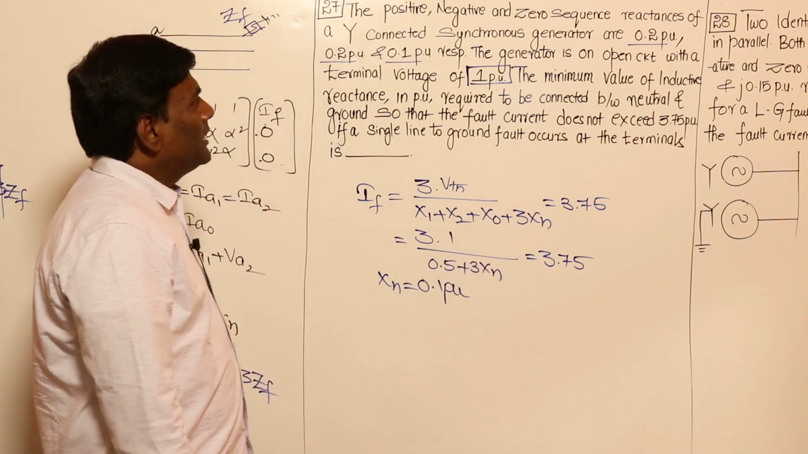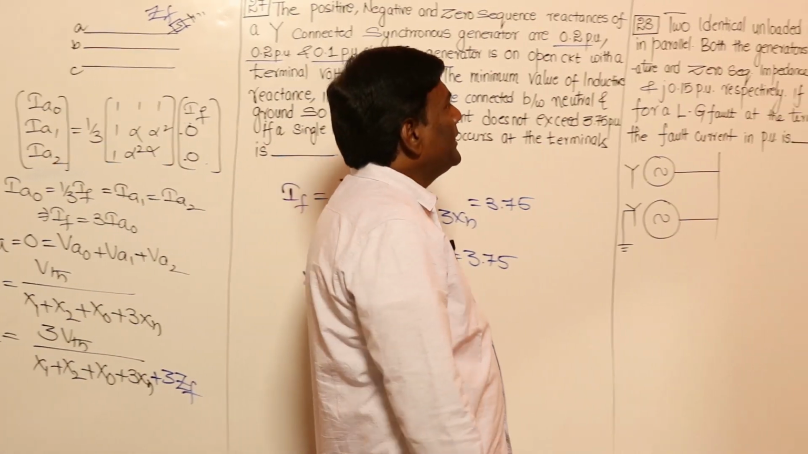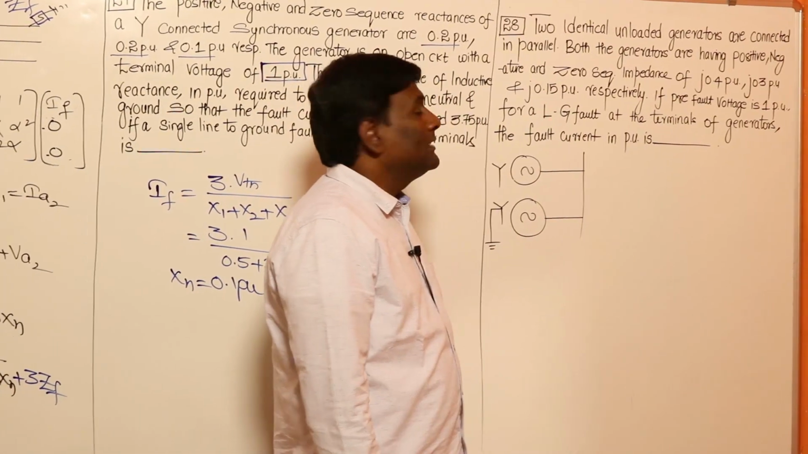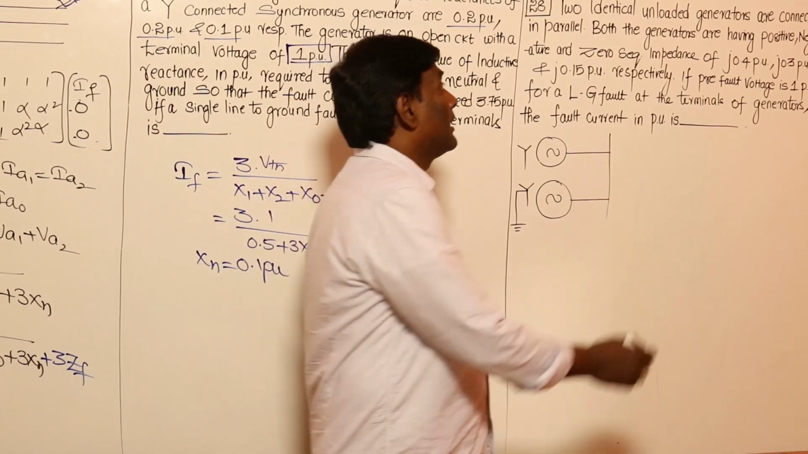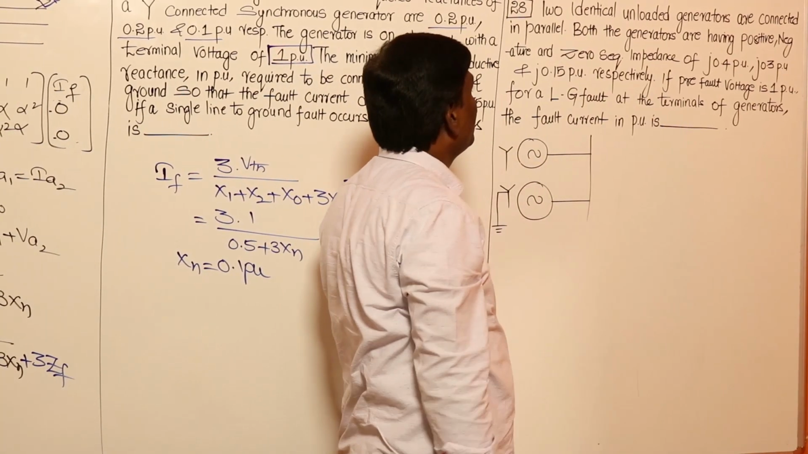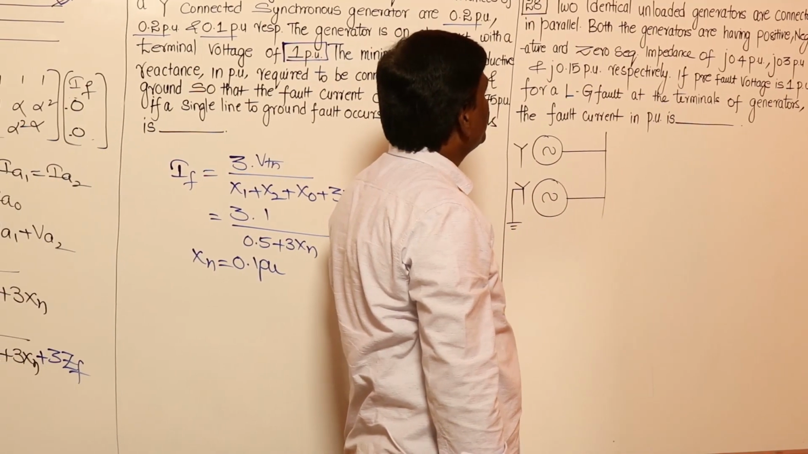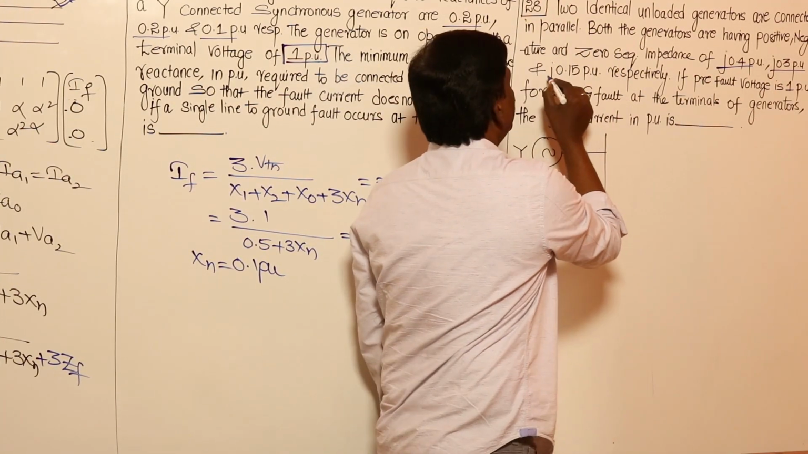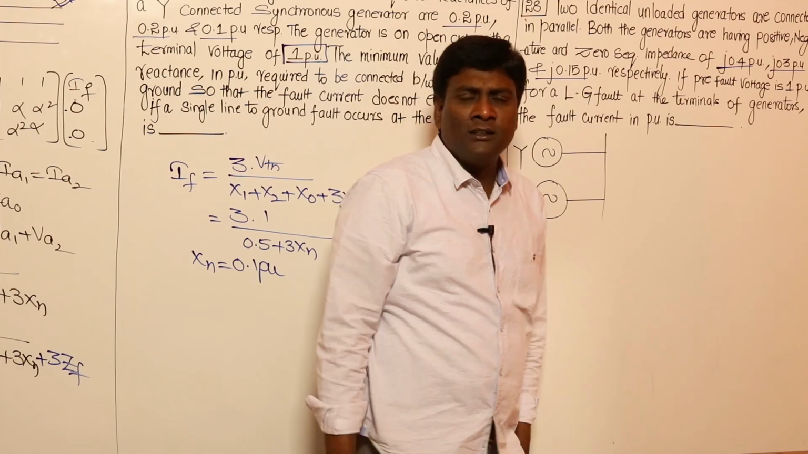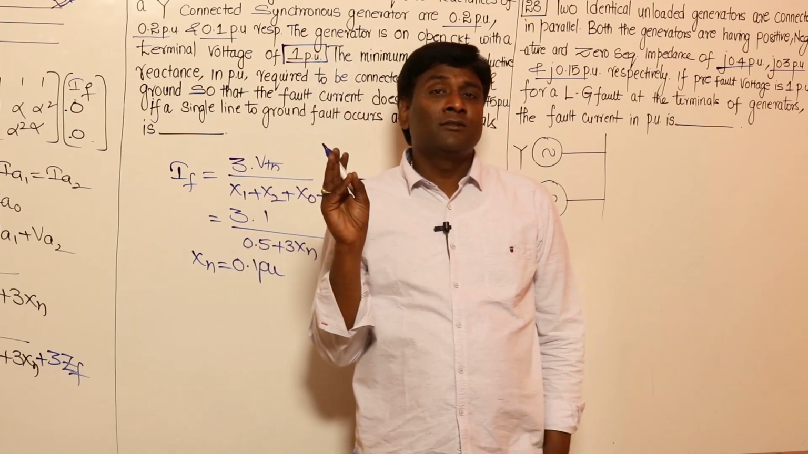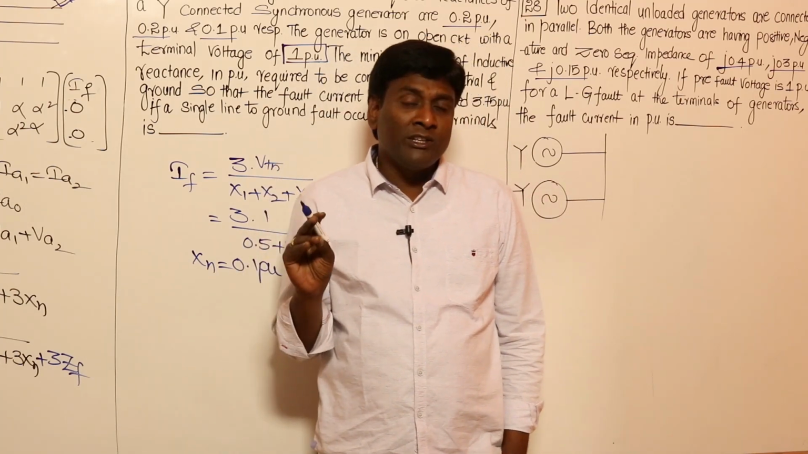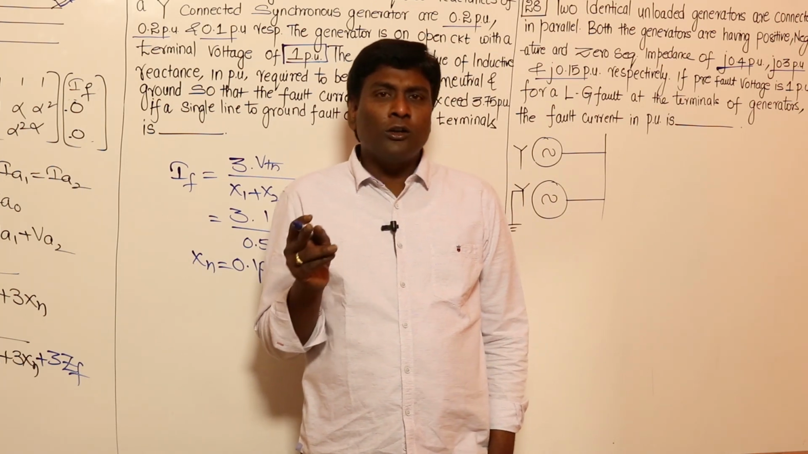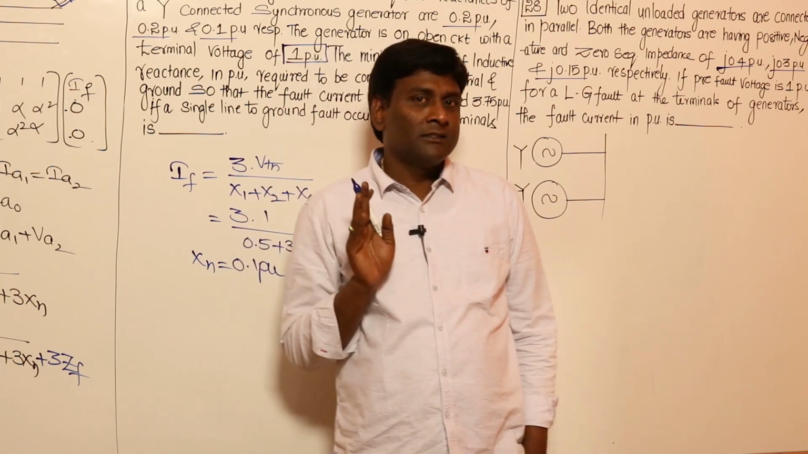Okay, now let us take one more problem. Two identical unloaded generators are connected in parallel. Both the generators have positive, negative, zero sequence impedances. One thing I have to tell you here: in our previous problem, positive sequence impedance was equal to negative sequence impedance, which means the rotor should be a cylindrical rotor. About that we already discussed previously.